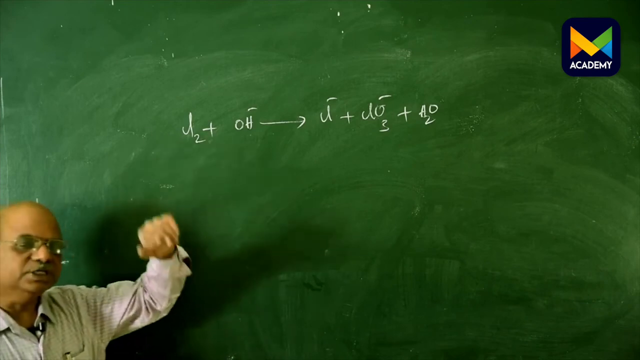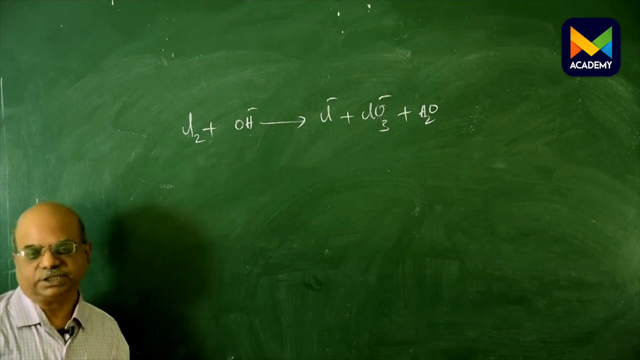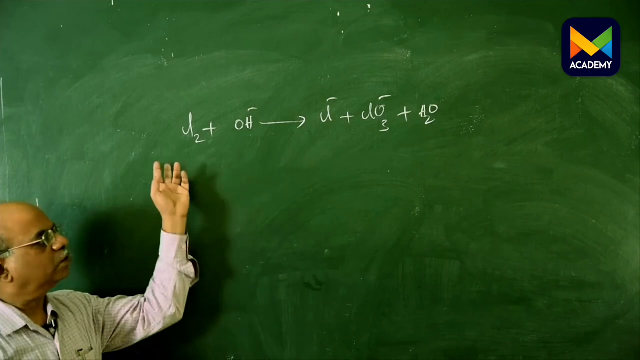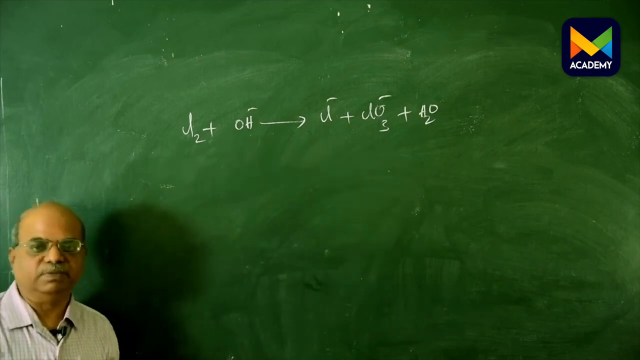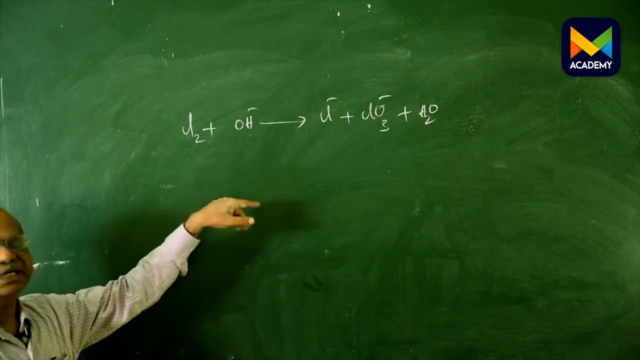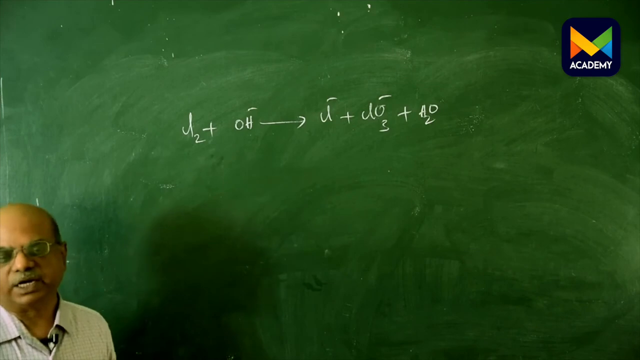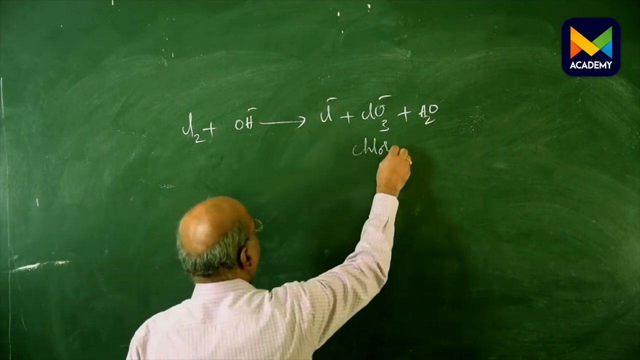A disproportionation reaction is one where a single element or substance undergoes both oxidation and reduction. Here chlorine undergoes both oxidation and reduction, therefore one part is becoming Cl minus, one part is becoming ClO3 minus. This is under hot and concentrated alkali conditions. Chlorine undergoes disproportionation to form chloride and chlorate. So this is the chlorate ion.